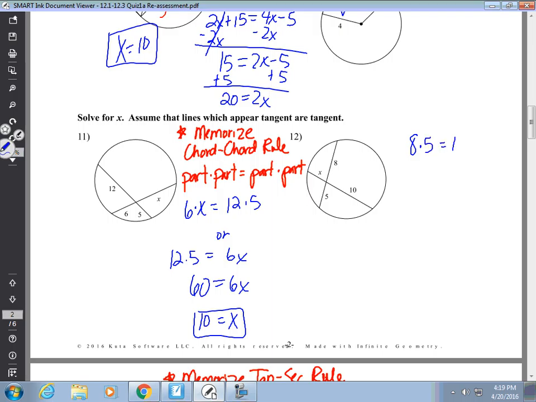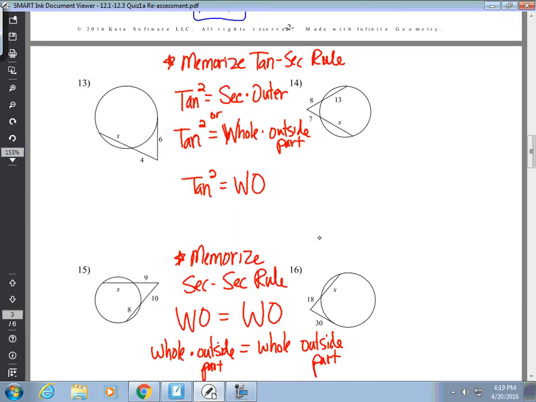8 times 5 equals 10 times x. 40 equals 10x. You can solve for x there. You're definitely going to see that again.